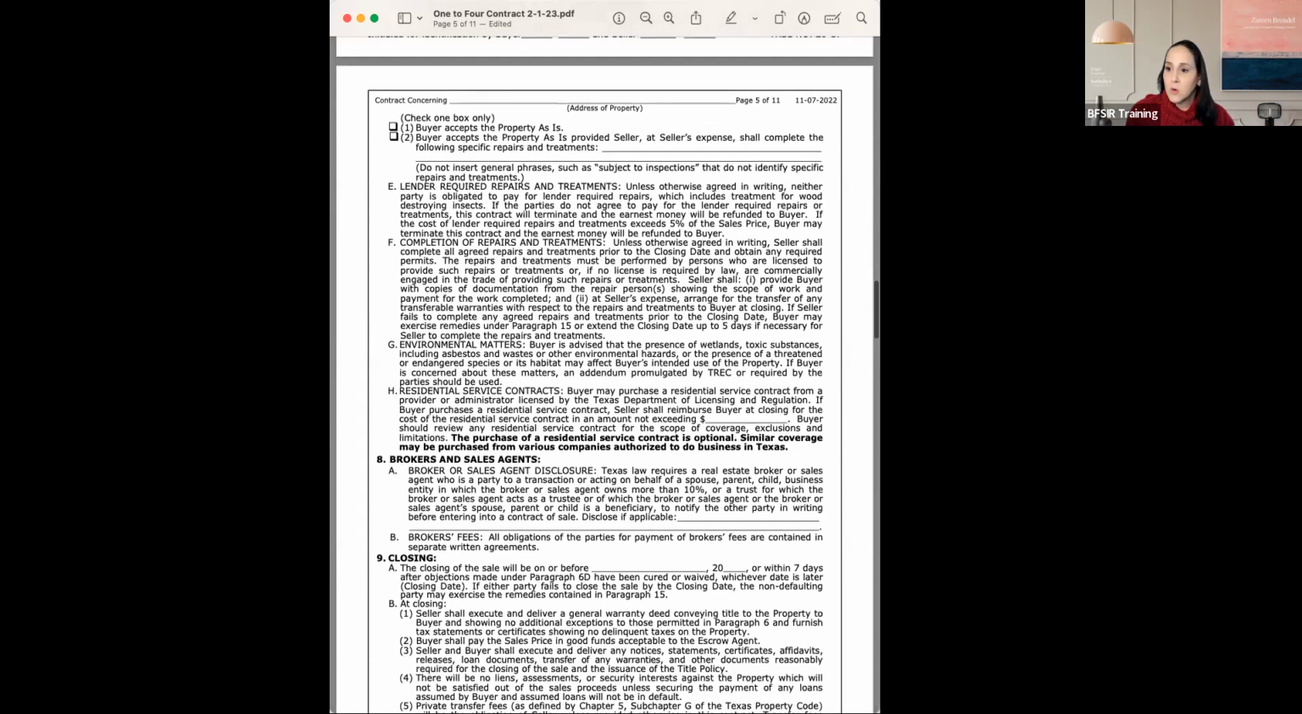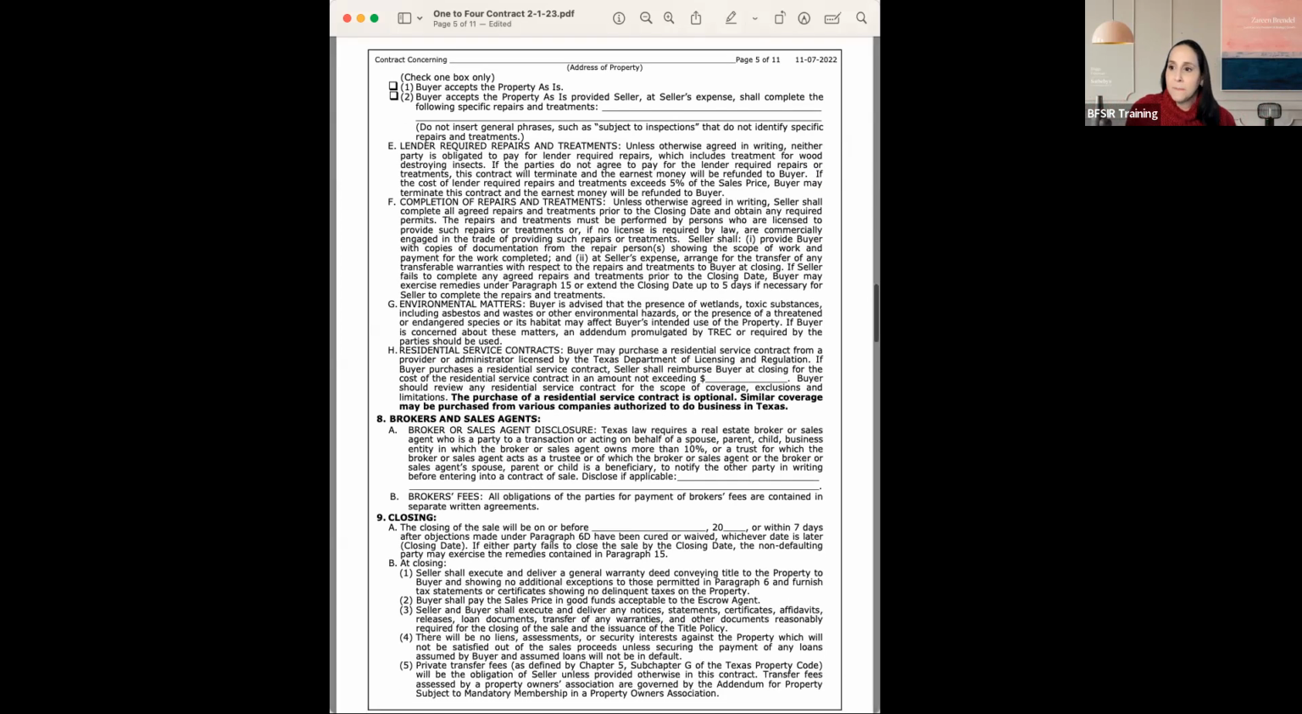Okay, so lender required repairs. I like to point this out. Unless otherwise agreed in writing, neither party is obligated to pay for lender required repairs. If they do not agree to pay for the lender required repairs, then the contract terminates and earnest money is refunded. And one thing to note: even if there are lender required repairs and the seller is willing to do them, if the cost of the repairs is more than 5% of the sales price, the buyer can say, this house needs too much work and I don't want it. So just something to note.